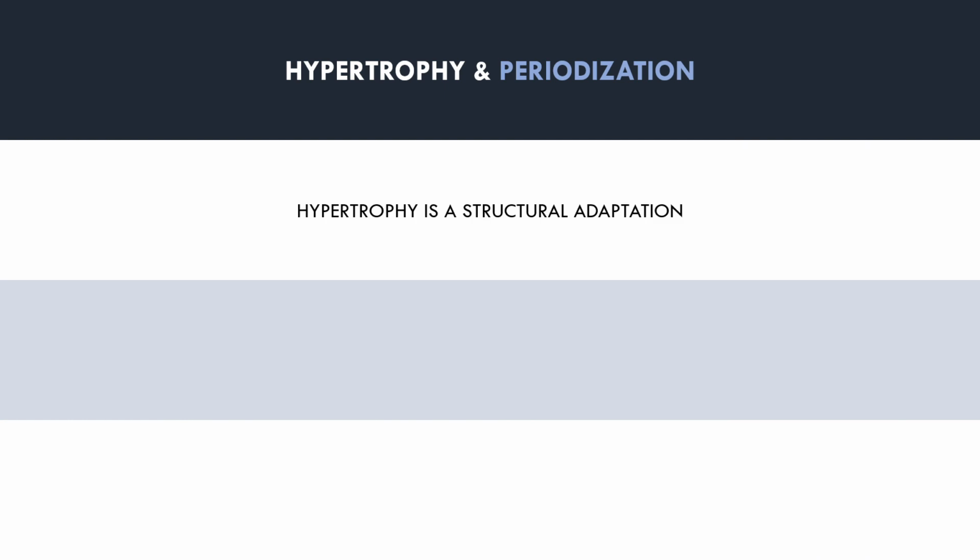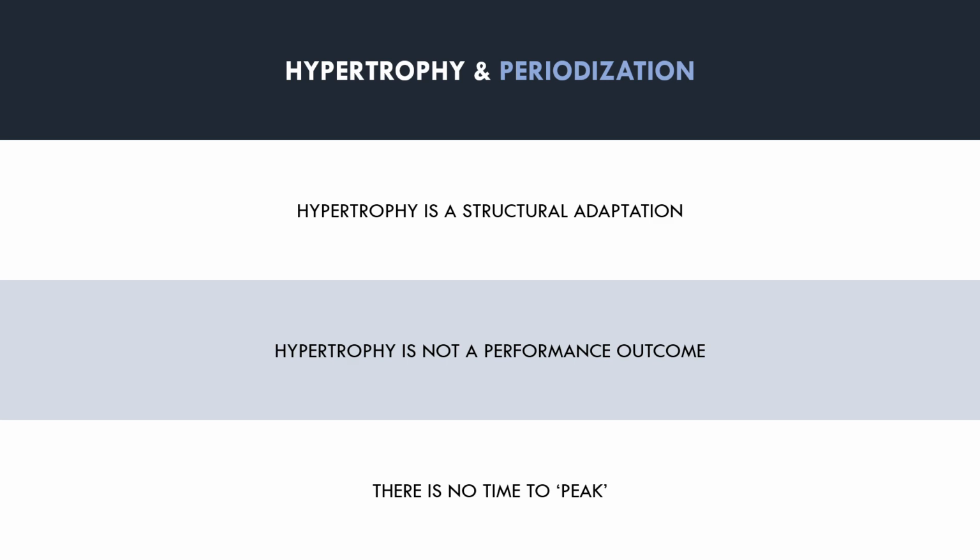So the question is, do we need to periodize training to maximize muscle growth? In short, the answer is no, at least not in the traditional sense. Hypertrophy is not a performance outcome, which means there is no time to peak. We don't only want to maximize muscle growth at a certain time of the year, we want to continue growing muscle all the time. So the traditional form of periodization doesn't really apply to hypertrophy training.